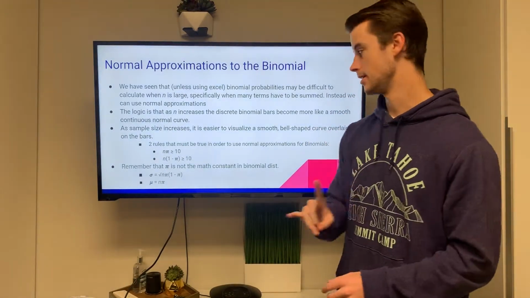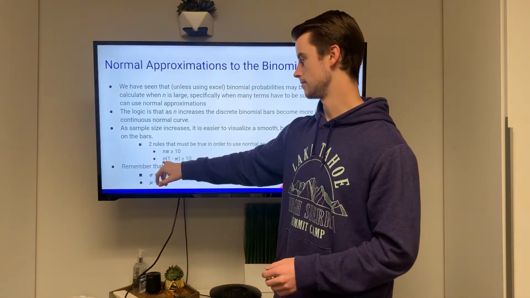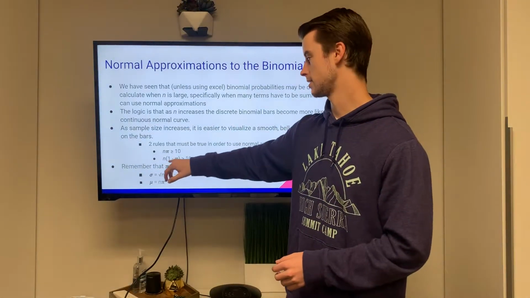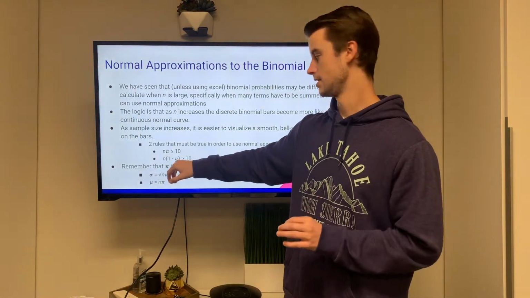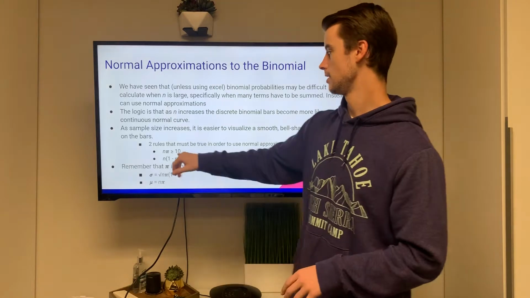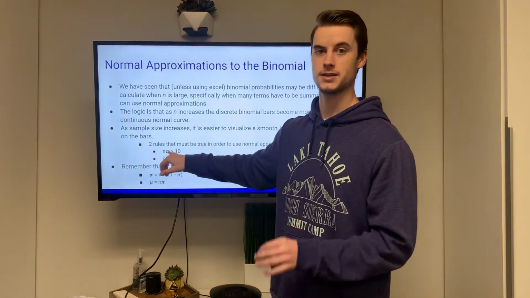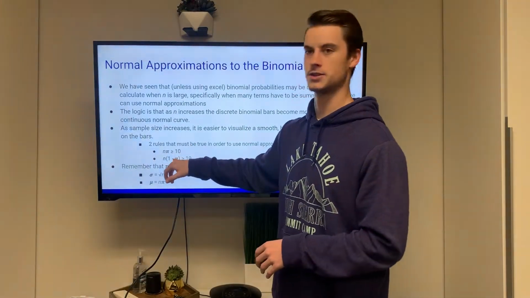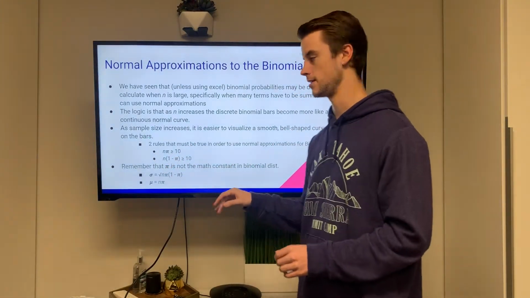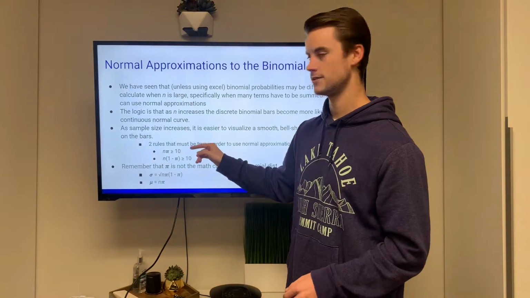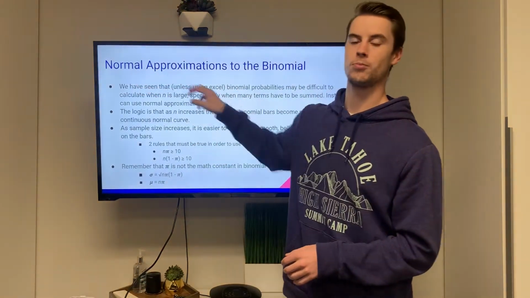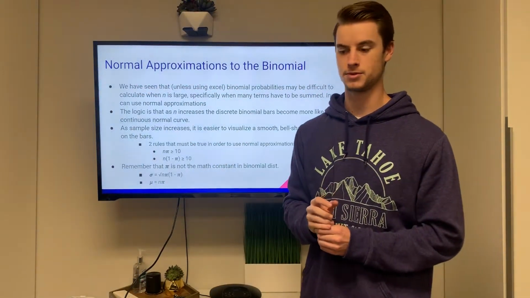The second criteria is that the number of times you completed the experiment times the chance of failure is also greater than or equal to 10. So we have to make sure that n times the chance of success is at least 10, but we also have to make sure that n times the chance of failure is too. If it meets these two criteria, we can then apply normal approximations to that binomial distribution, all right?